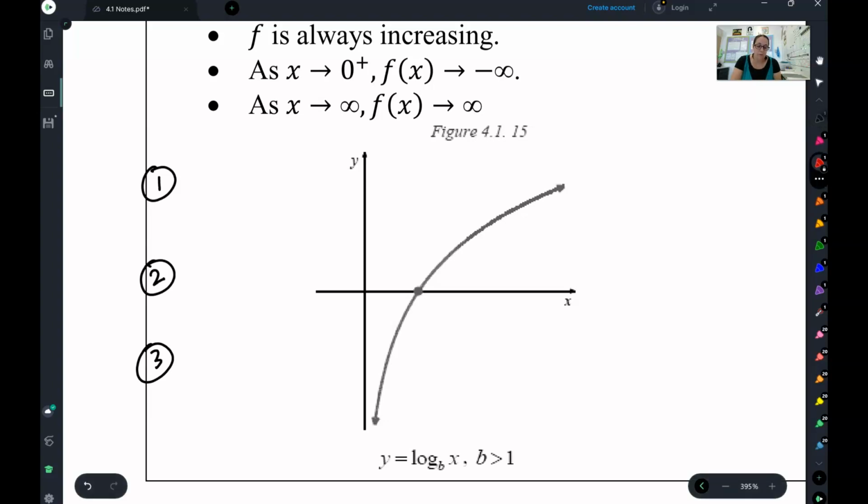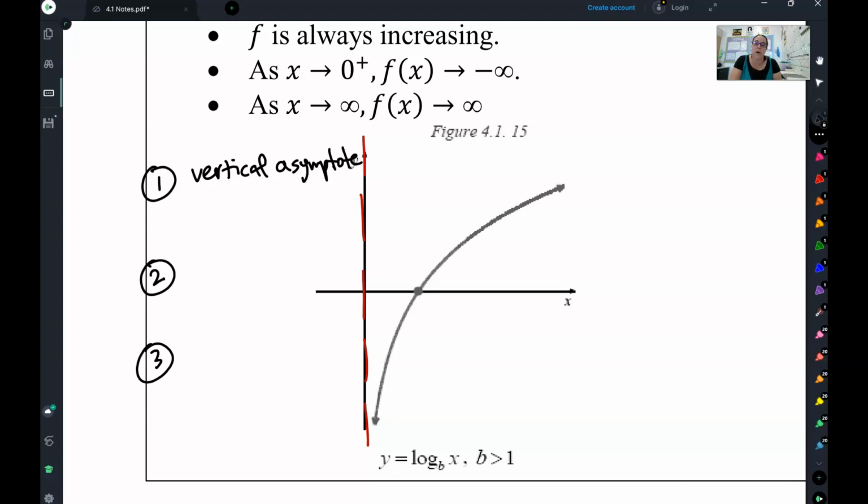If you remember, for exponentials, we had a horizontal asymptote. For logarithms, I now have a vertical asymptote. They're flipped. Whereas the asymptote for exponentials was y equals 0, the asymptote for logarithms is x equals 0.